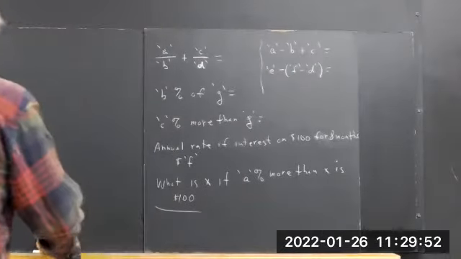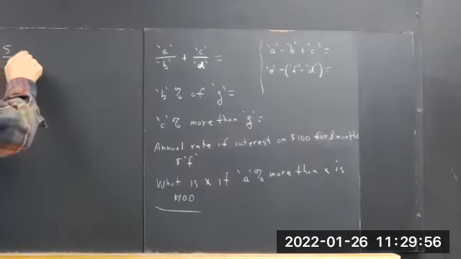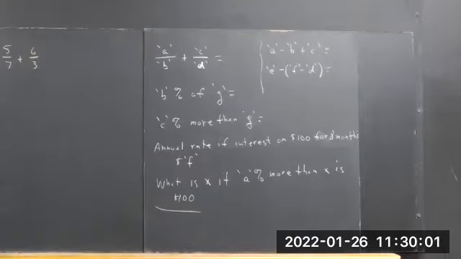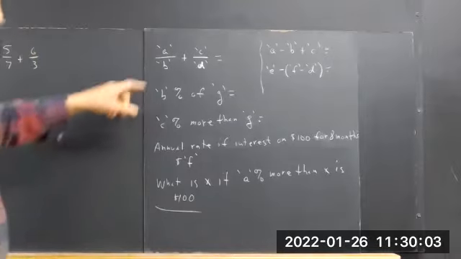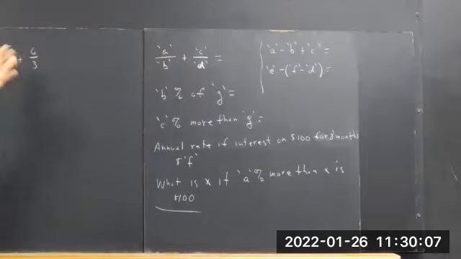Okay, this problem. Let's just say we have 5/7 plus 6/3. And of course, B is bigger than A and B is bigger than C. It wouldn't actually be this for anybody's actual numbers, but that's okay. It's going to be the same no matter what.